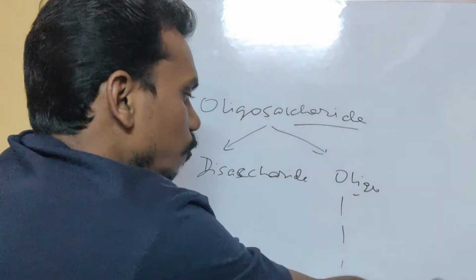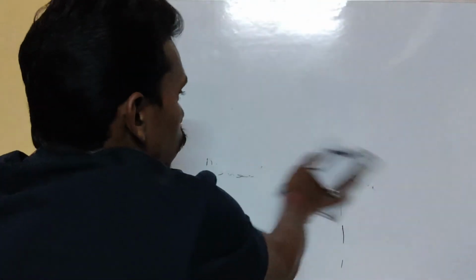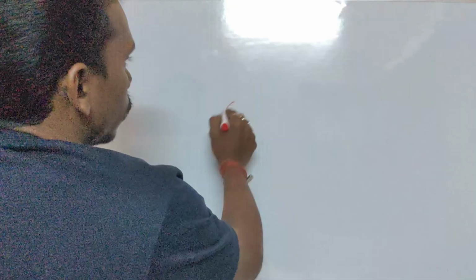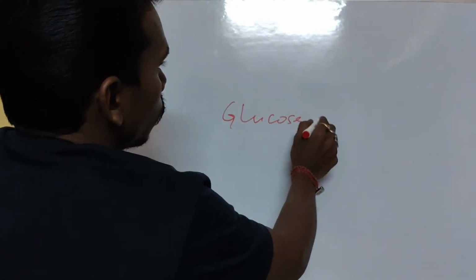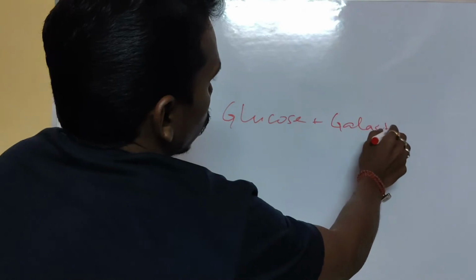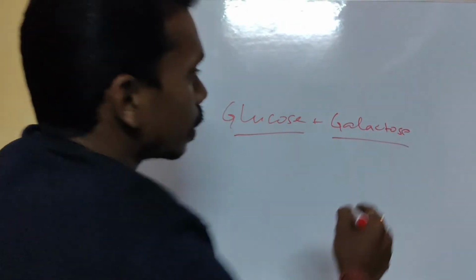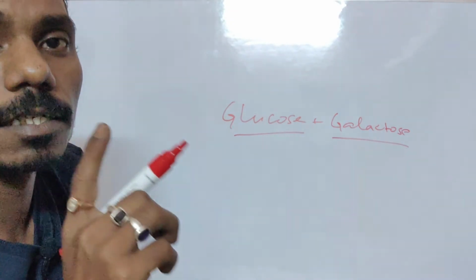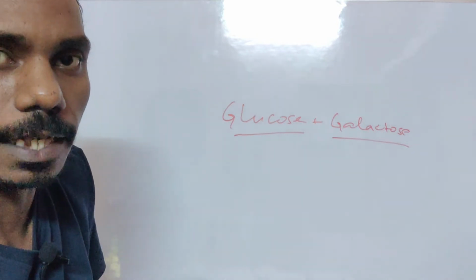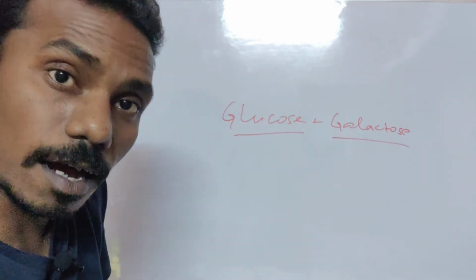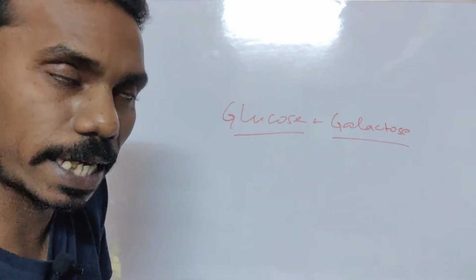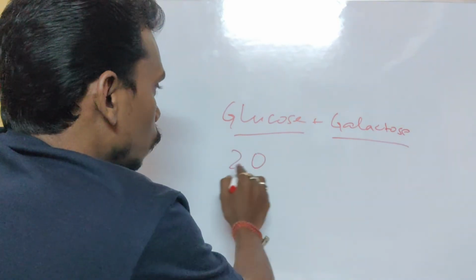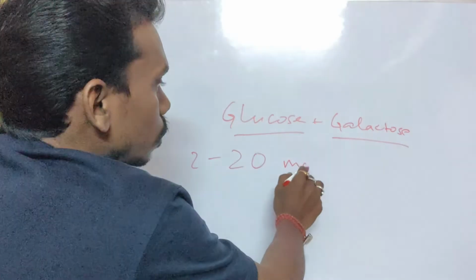Okay. So if we see 2 molecules, there is glucose plus galactose. This is a disaccharide as well as an oligosaccharide. In this way, oligosaccharides are composed, or oligosaccharides may have 2 to 20 monosaccharides.